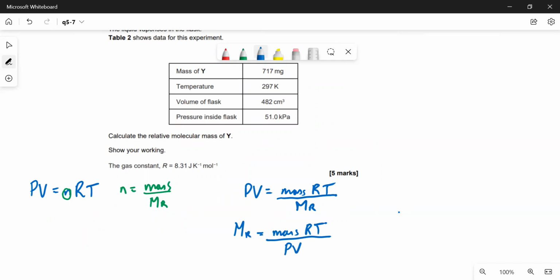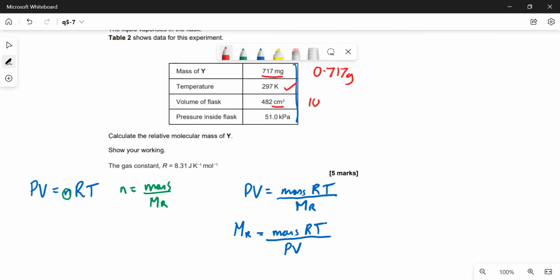Right, we've got all the numbers here, and so we just have to put those in. But before we do that, we'll be really careful with units, as always with the ideal gas equation. The first problem with the units is we've got the mass in milligrams, so you need to convert that into grams, so that's 0.717 grams. The temperature is in Kelvin, that's okay, not degrees C. The volume is in centimeters cubed, and we need to convert that into meters cubed.